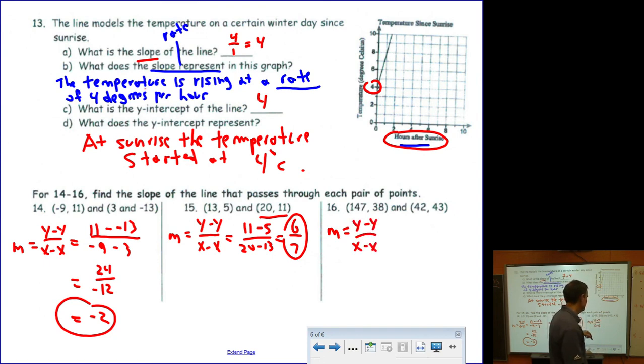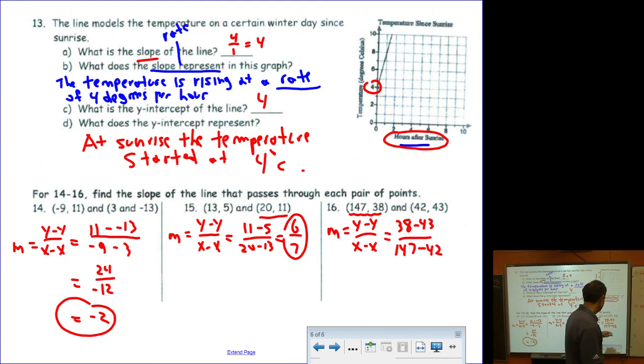And in number 16, the slope again is going to be y minus y over x minus x. I'll go ahead and use this point first. So that would be 38 minus 43 over 147 minus 42, giving me a negative 5 over 105. And that reduces to negative 1 over 21. Slope is negative 1 over 21.